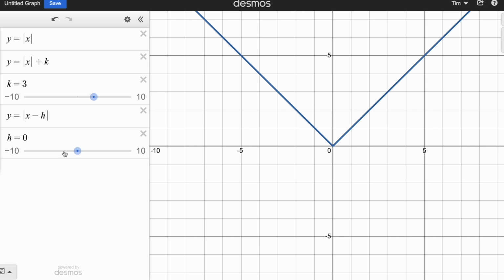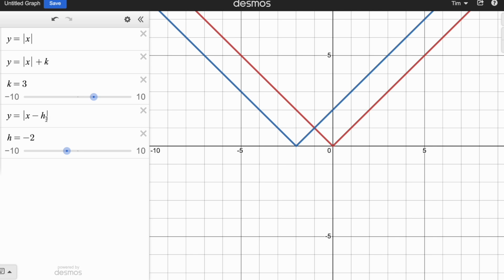But watch what happens when I increase h. Notice this is minus. So right here, I have h equals 2. But that inside means x minus 2, which means I go 2 to the right. And then if I make this negative, well, this is x minus a negative. Well, that goes to the left. So the inside is actually backwards.